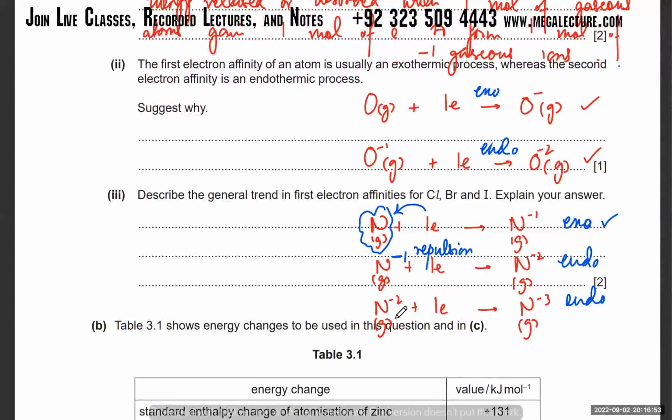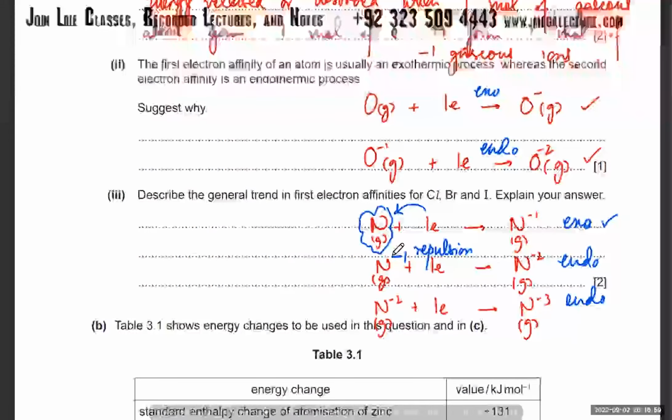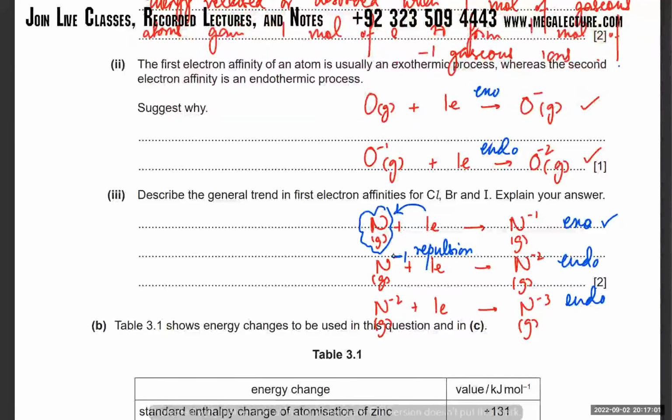So a lot of energy would be needed. You would have to give this electron a lot of kinetic energy so that it can overcome the force of repulsion that is exerted by the negative N-1 ion. The third electron affinity would be even more endothermic. Why? Because there's going to be even more repulsion now that nitrogen has a charge of -2. Is that clear? Yes, sir. Whereas the second one is endothermic.